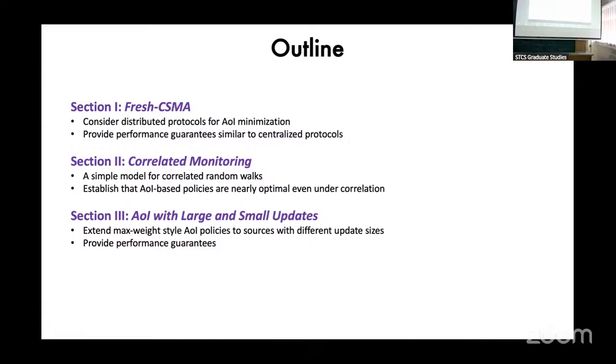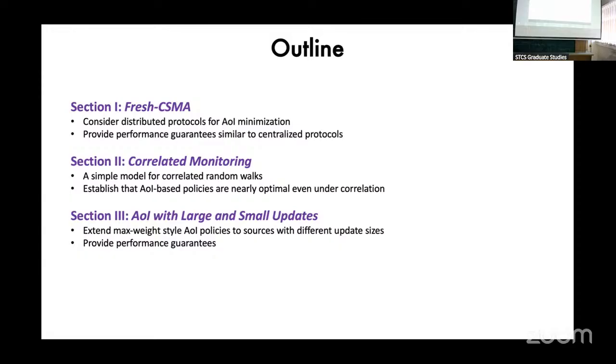The second one will try to look at correlated monitoring. How do you model correlation in a monitoring scenario? We give a simple answer. And then given that correlation structure, can you design policies that are optimal for monitoring error and actually show that they will be very similar to policies that minimize age of information? So AoI is approximately equal to error. It is a good proxy in certain settings.